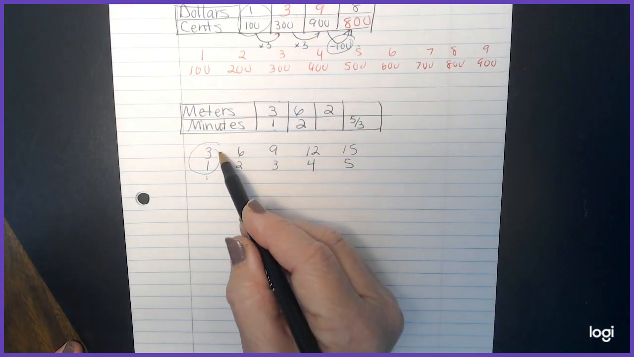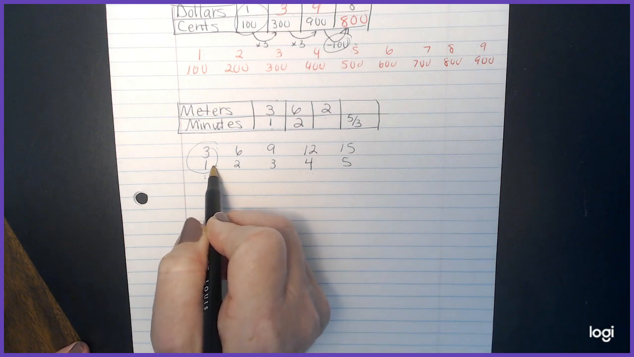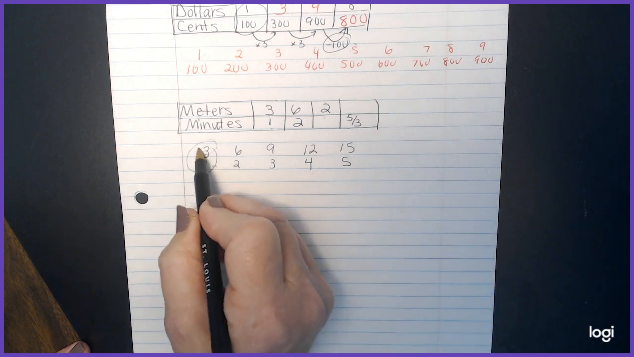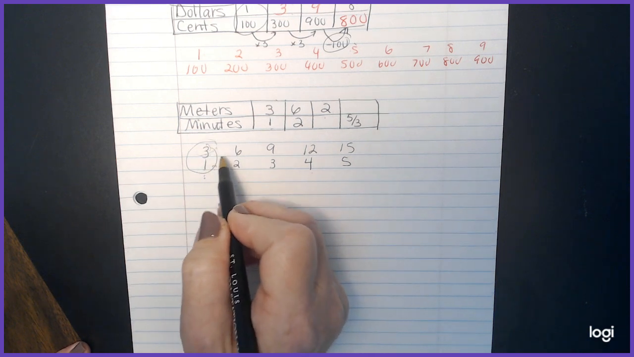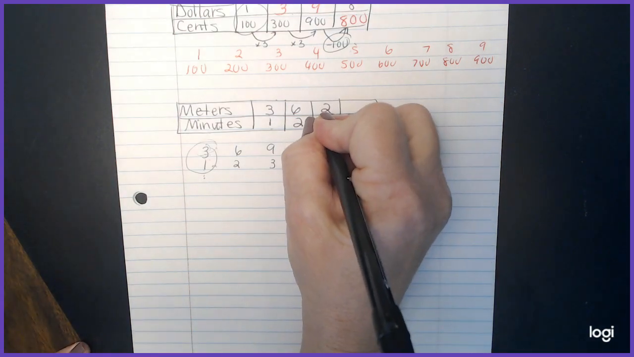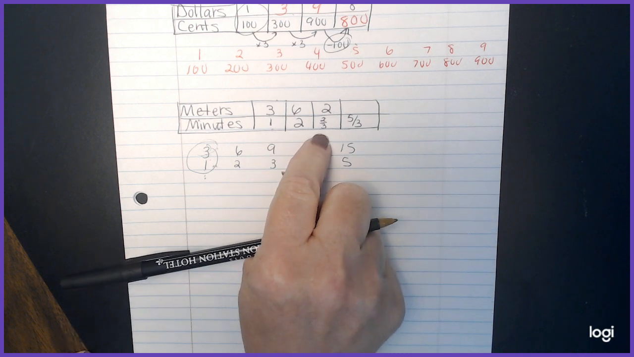Well, since I know that I can go 3 meters in 1 minute, I'm going to have to divide my 2 meters by these 3 meters into a minute. So I'm going to take this number 2 and say it's going to have to be 2/3. It's going to have to be less than a minute. It's going to be 2/3.